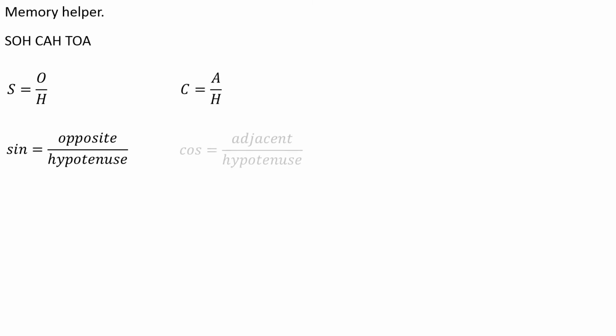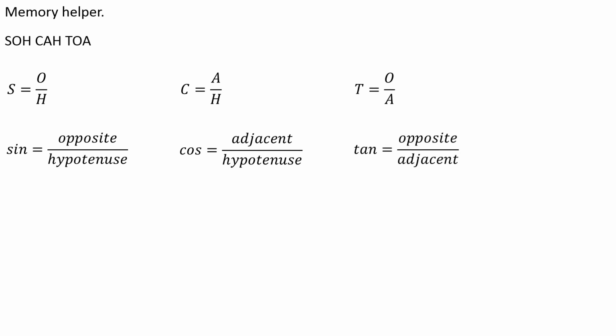Now, before you start thinking that your brain is full, you're like, wait a minute, how do I remember which ratio goes with which function? SOHCAHTOA. The SOH reminds me that sine is opposite over hypotenuse. CAH helps me remember that cosine is adjacent over hypotenuse. TOA reminds me that tangent is opposite over adjacent. SOHCAHTOA.